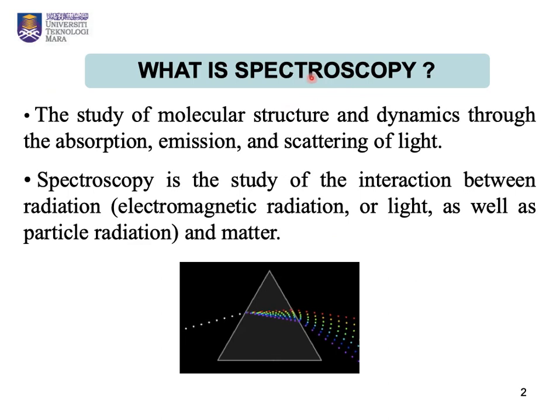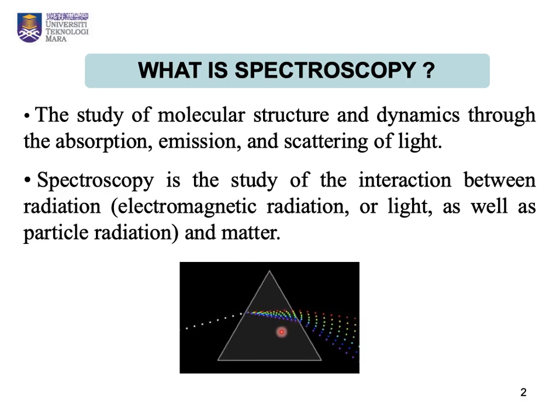So what is spectroscopy? Spectroscopy is the study of molecular structure and dynamics through absorption, emission and scattering of light. One can also define spectroscopy as the study of interaction between radiation, which can be electromagnetic radiation or light, as well as particle radiation, and matter. So this is called spectroscopy.